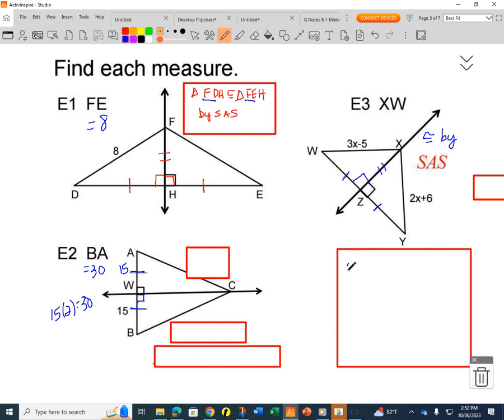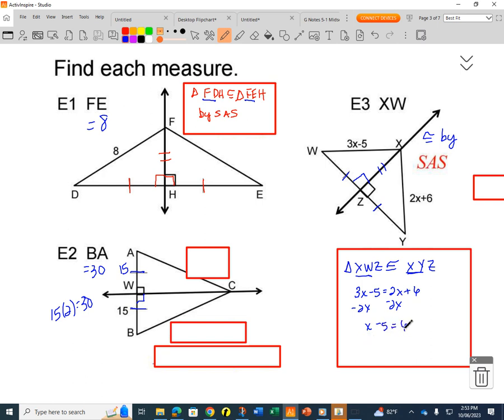So if we say that triangle XWZ is congruent to triangle XYZ, now we can say that WX right here, or XW, is congruent to XY. So now I can set them equal to one another and solve. So 3x minus 5, these represent their length. So if the triangles are congruent, this corresponding side is congruent, and so their lengths are equal. 3x minus 5 equals 2x plus 6.